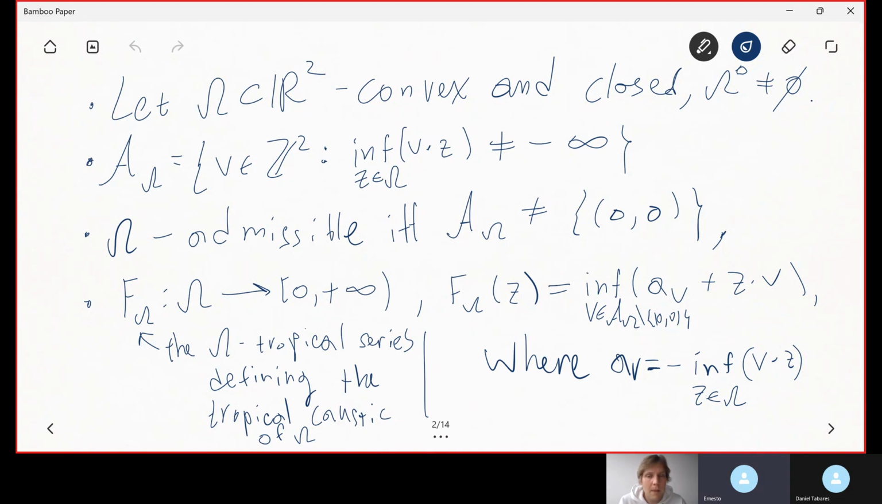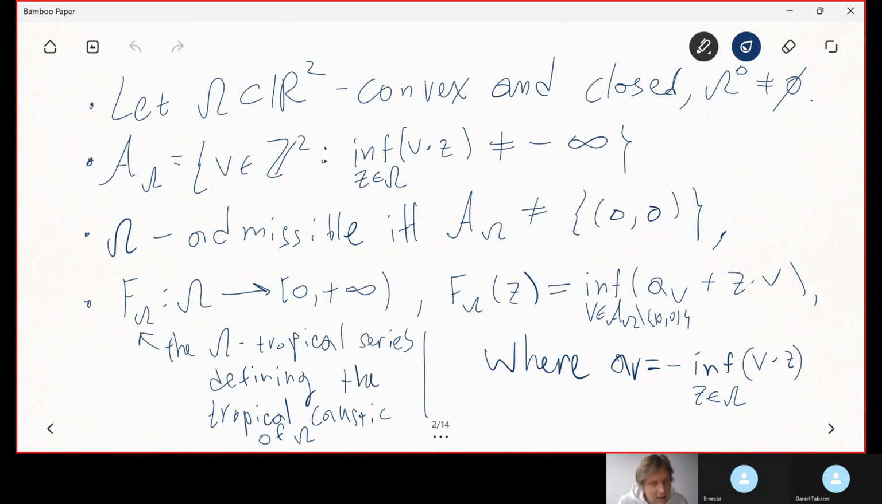Jota, a little remark is that you didn't say it, but it's obvious that it's true. All the time you're supposing (0,0) is in Omega. Yes, I told about this last time. Anyway, it's indeed always there. So admissible means A_Omega is larger than a one element set.